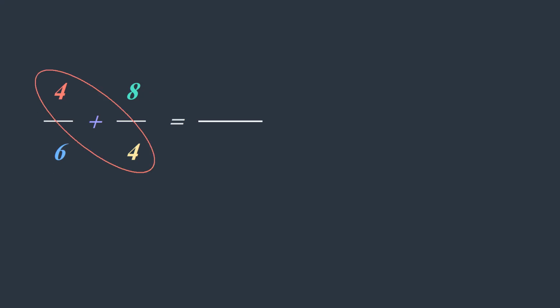Multiply the first top times the second bottom, so we have 4 times 4, which is equal to 16. Multiply the first bottom times the second top, so we have 6 times 8, which is equal to 48.